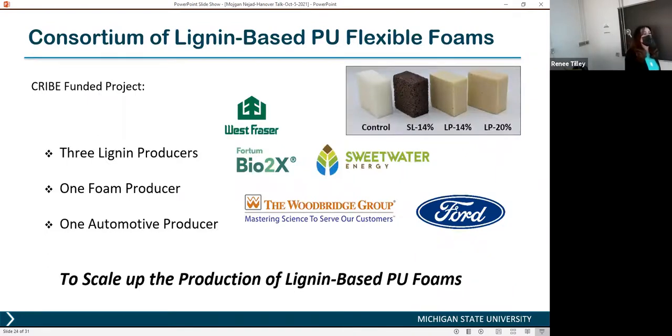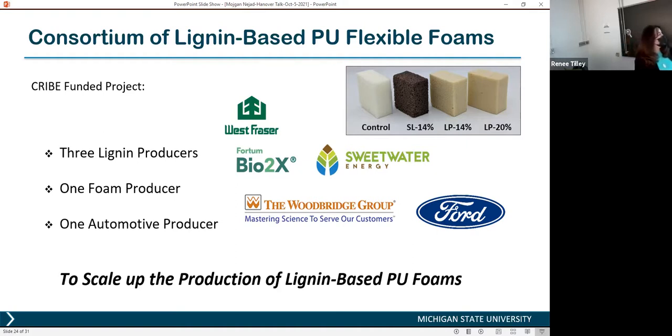Since Ford was really interested in this project, there was another call from CRIBE, and this time it was much easier to form this consortium because they knew about our work prior to that. I now have 3 lignin producers: West Fraser, Fortum, and Sweetwater. Sweetwater is in New Jersey, Fortum in Finland, West Fraser in Canada, British Columbia. And we have 1 foam producer, Woodbridge Foam, which is in Ontario, Canada, but they basically have branches everywhere in the world. And 1 automotive producer, Ford, because they saw the previous results. They all joined together. I submitted a proposal to CRIBE, and it's for $500,000, an 18-month project.